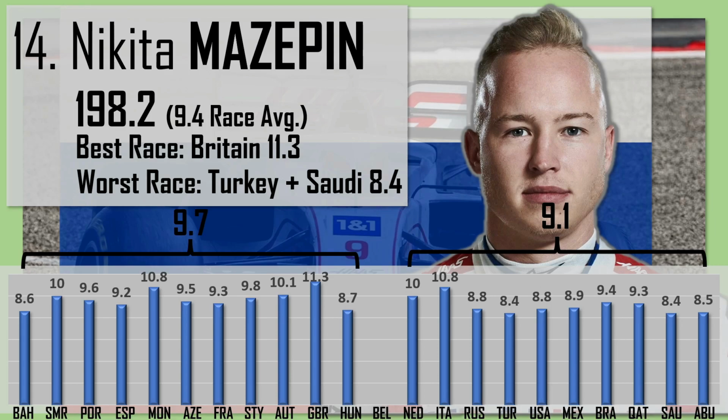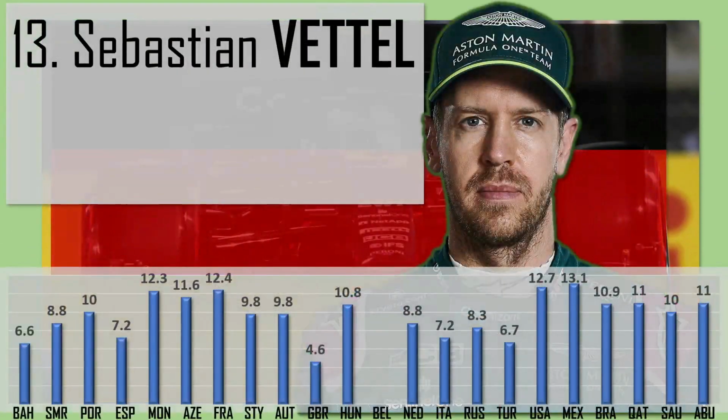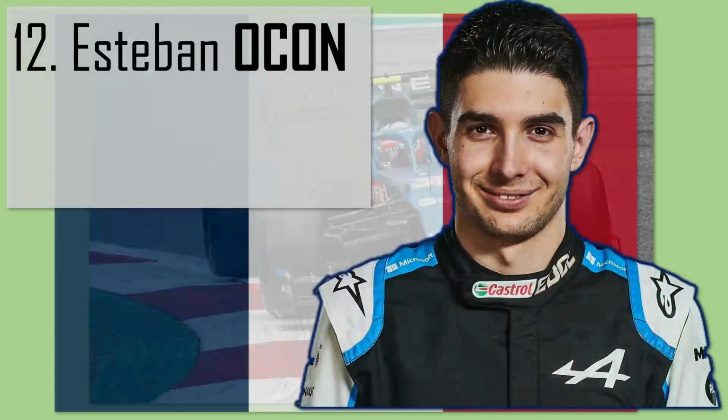compared to the second, with P13 being awarded to Sebastian Vettel, with an entire season score of 203.6 and a 9.7 race average. Mexico was his best race, scoring 13.1, with Britain being the worst at 4.6. However, Vettel had a significantly better second half of the season, with USA onwards consistently scoring double digits. And from Sebastian Vettel in P13, we will head to P12 with Esteban Ocon.